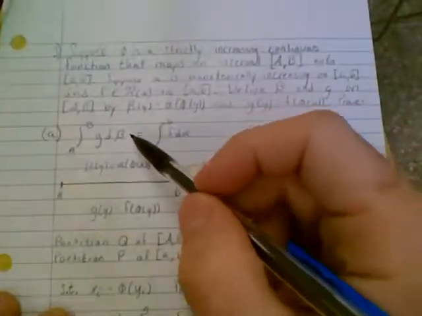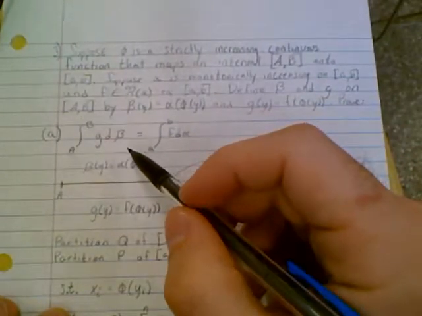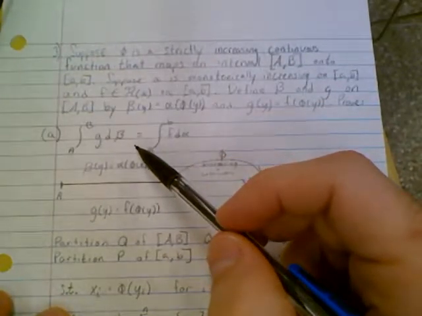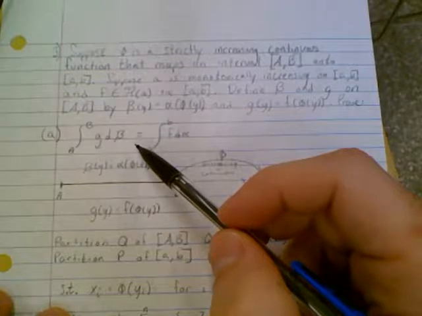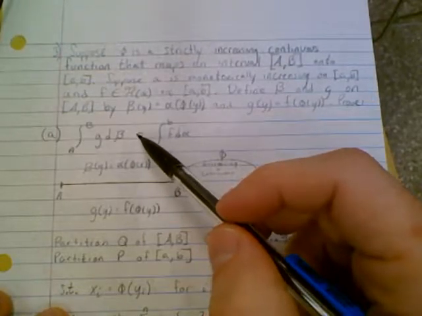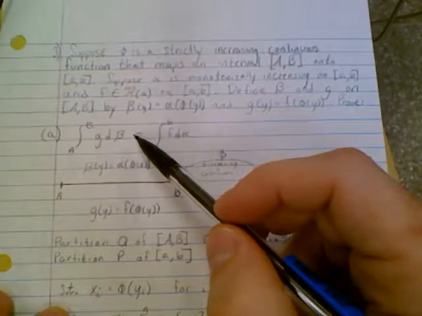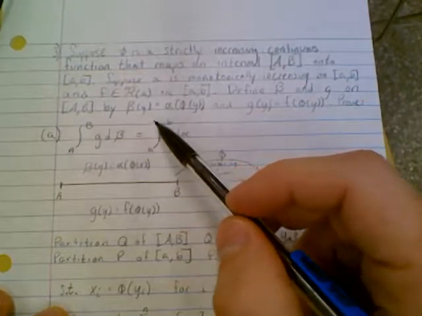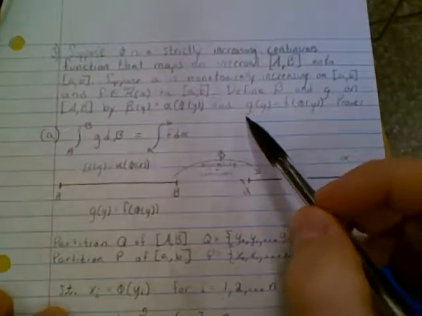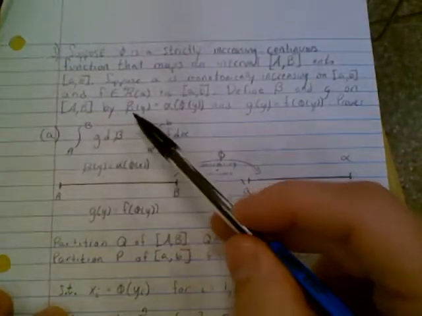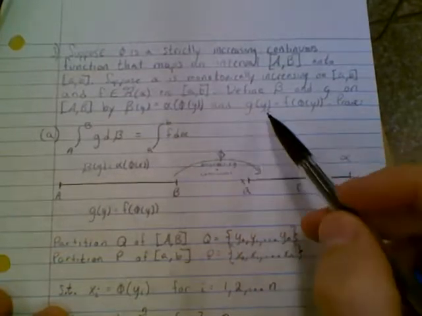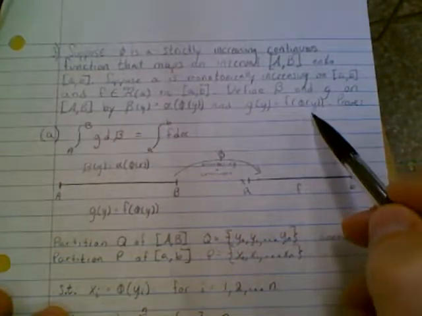All right, so this is worksheet 8, problem 3a. Suppose phi is a strictly increasing continuous function that maps an interval capital A to B onto lowercase a to b. Suppose alpha is monotonically increasing on lowercase a to b and that f is integrable on that interval. Define beta and g on capital A to B by beta of y is equal to alpha of phi of y, and g of y is equal to f of phi of y.